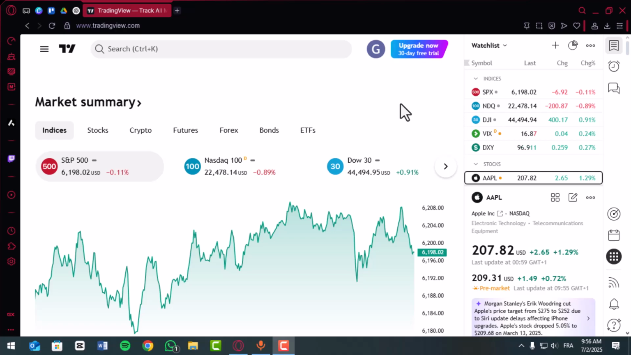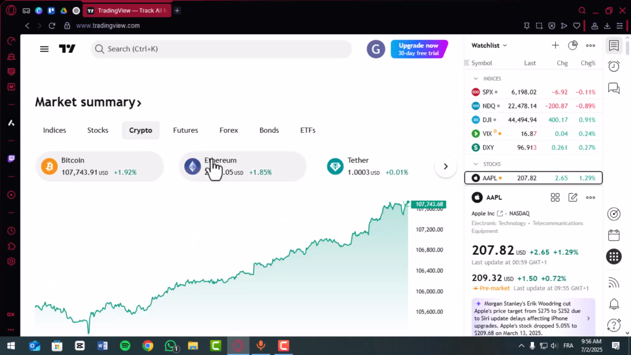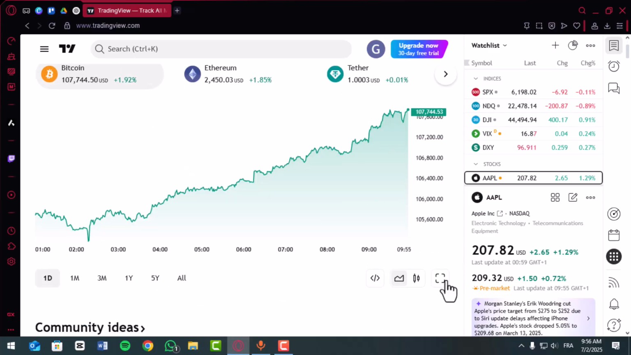Here is how to read charts on TradingView, step by step for beginners. First, go to tradingview.com or open the TradingView app and log in. On the home page, search for the asset you want, like crypto, for example. Let's choose Bitcoin, for example. Scroll a bit down and click Launch Full Chart View.